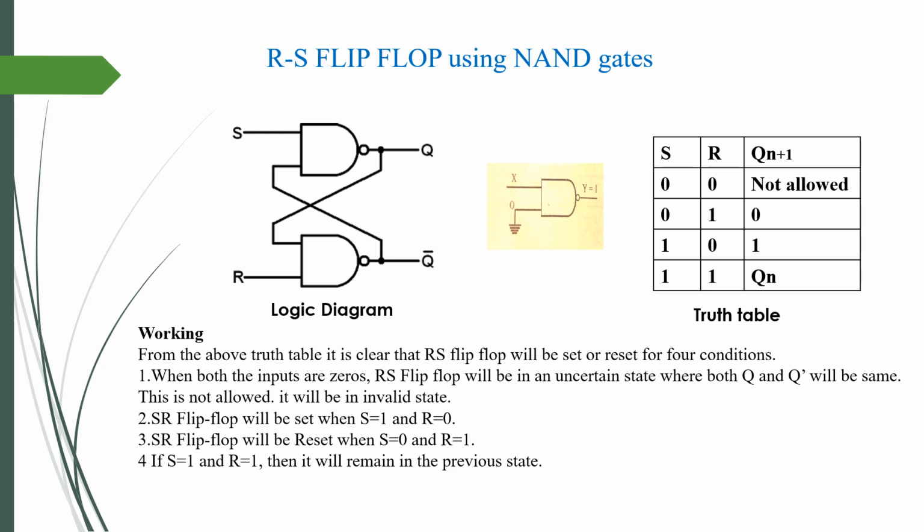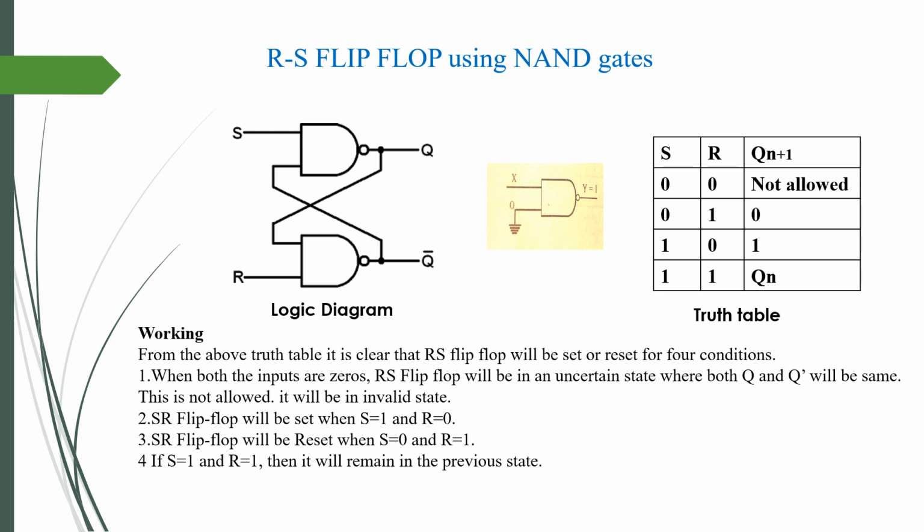Now we will see the RS flip-flop using NAND gates. Here two NAND gates are cross coupled to each other. When either of the inputs of a NAND gate is known and if it is 0, its output must be high. It is said that the gate is enabled whatever may be the other input. The output remains high.